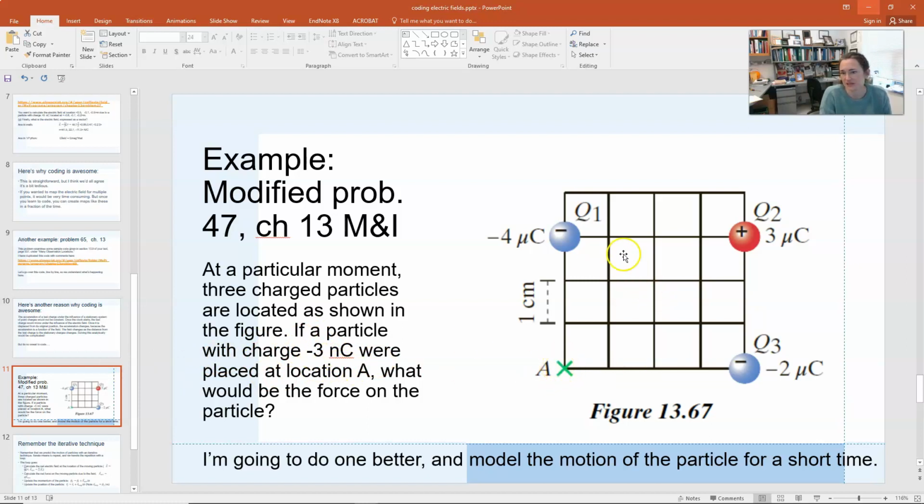Okay, now notice that the source charges are microcoulombs, okay, and the test charge is nanocoulombs, so in comparison it's much smaller. So we have that test charge of -3 nanocoulombs placed at A, so what would be the force on that particle? Okay, so that's what the question asks, but I'm going to do one better and actually even map the motion of the charge for you so that you can see it's not that bad, okay?